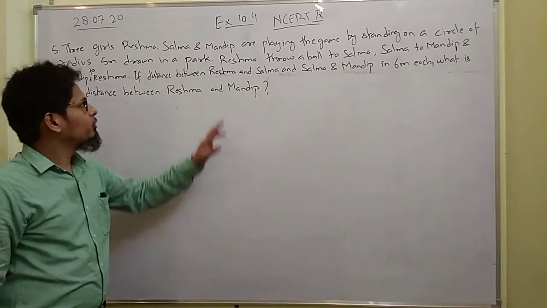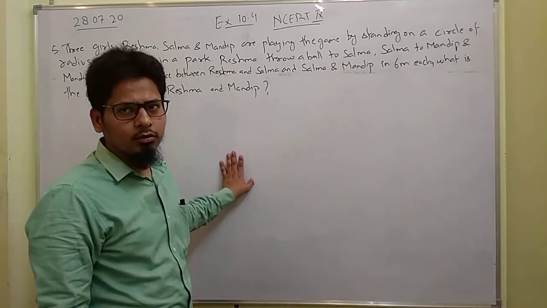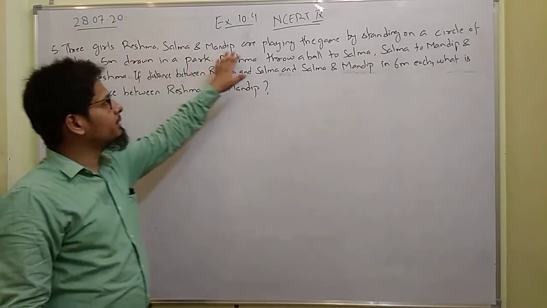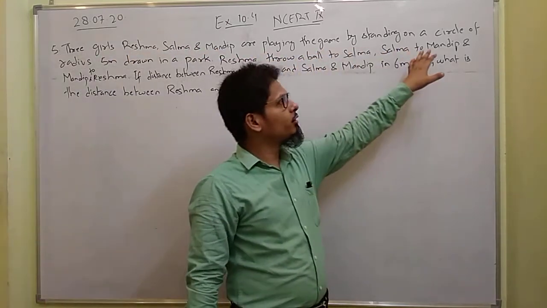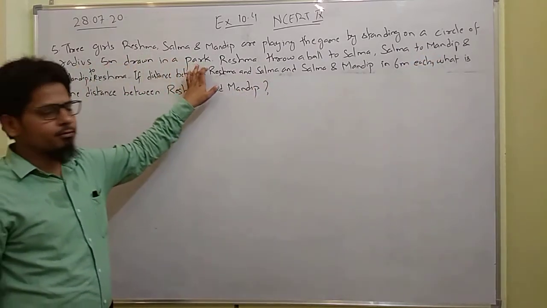Class, the next problem, question number 5. Now look at what is in this question. It is a slightly long problem, with a little calculation. The question is: there are 3 girls, Reshma, Salma and Mandeep, playing a game by standing on a circle of radius 5 meter drawn in a park.